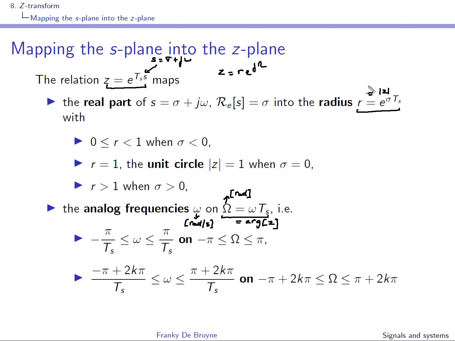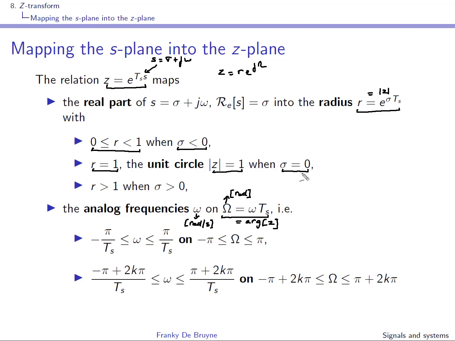We'll now have a look at the radius r, or the modulus of z, as a function of sigma, the damping parameter in the s domain. You can see that when sigma is negative, you'll have the exponential of a negative number, so the radius, the modulus, will be smaller than 1. If you plug in sigma equal to 0 over here, you'll have the exponential of 0, which is 1. So sigma equal to 0 will correspond to a radius of 1 and a modulus of 1.